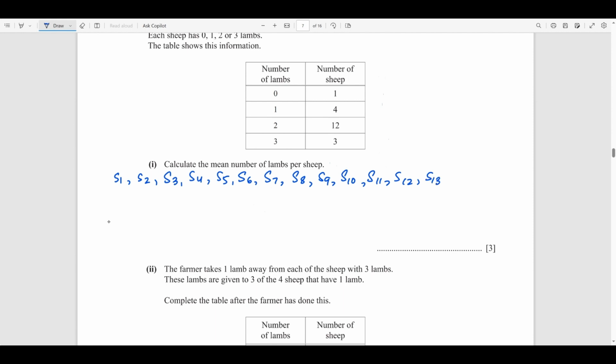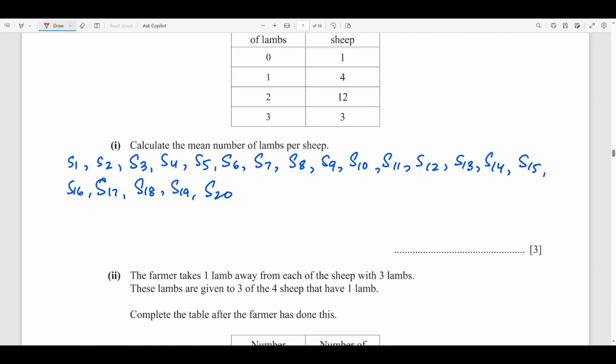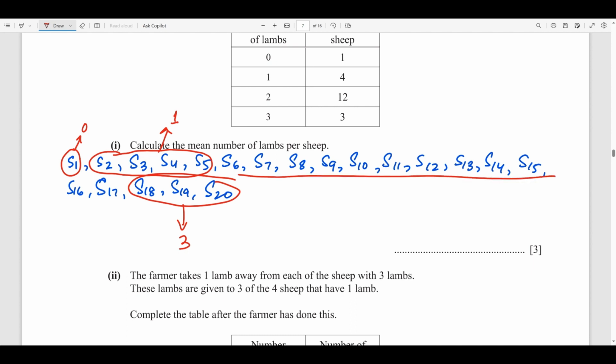And then you can yourself see if you find out a shorter method. Let me know also. So it says one sheep has no lambs, which means this one has zero lambs. And then it says there are four sheep that have one lamb each, so these four will have one lamb each. And then there are 12 with two, so 3 is easier. Let's say that these three have three lambs each, and the remaining have two lambs each, right?